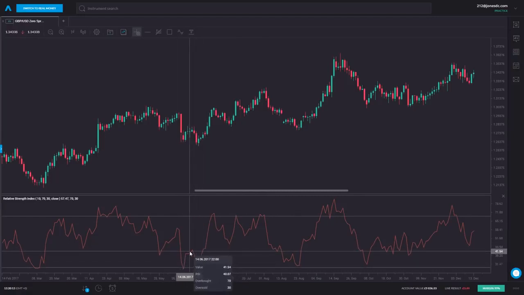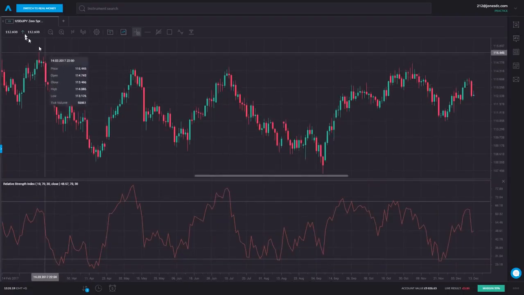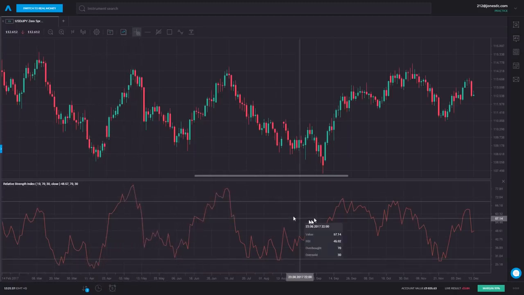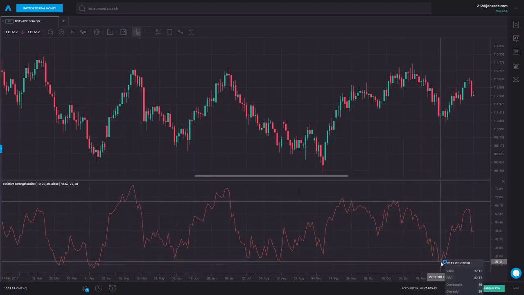Let me see if I can find an example of bearish divergence. So I've flipped this chart to dollar yen now. So dollar yen, zero spread, again a daily chart, again 10-day RSI. So we have the usual overbought, oversold, and so it goes on. It's not worked too badly. The last oversold signals were down here for dollar yen, third week in November.